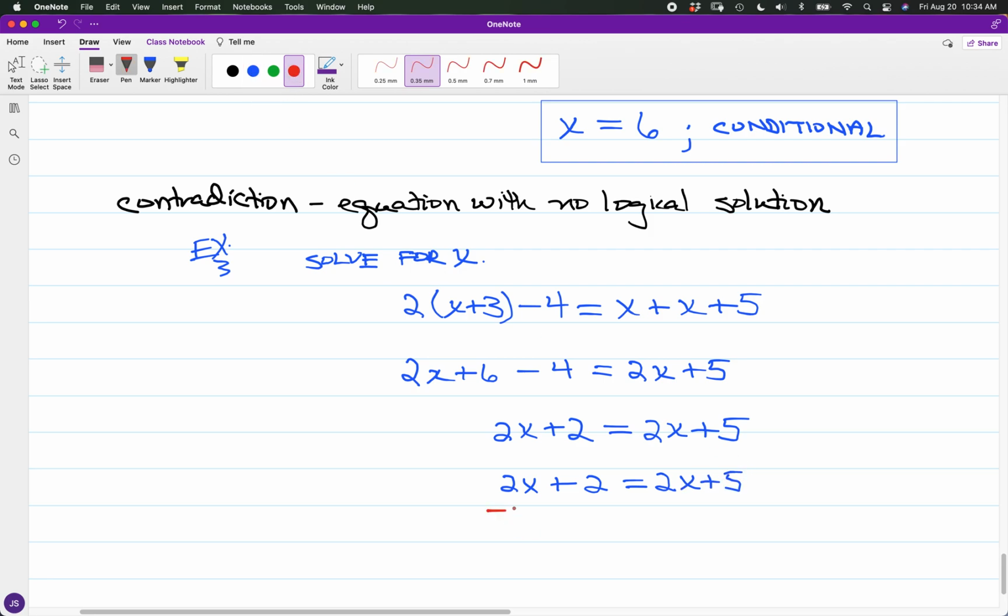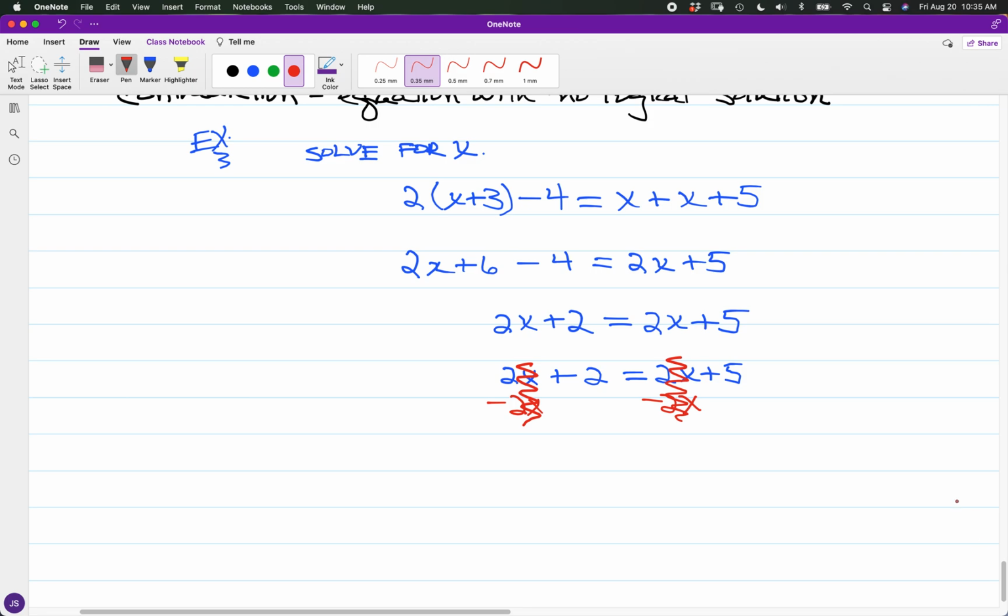Okay, so if I subtract 2x on both sides, what's going to happen here? We got 2x minus 2x. And guess what? There's no x term left standing. So for what you have remaining, 2 is to the left, 5 is to the right. And guess what? In between we have equal. And this statement says that 2 is equal to 5. And of course that is not a true statement.